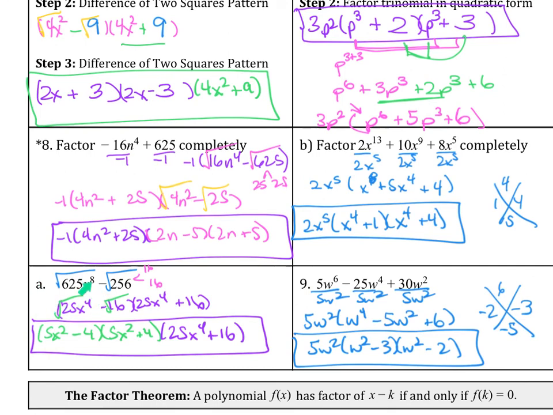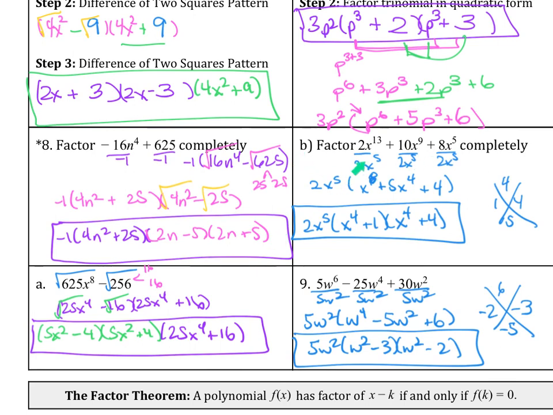For letter A, square root of 625x to the 8th, that's 25x to the 4th, and so I split it up. Square root of 256 is 16, so the front is 16, the back is 16, and then negative and positive. Then this front one, because of the negative, we can square root again. The square root of 25 is 5x squared, and the square root of 16 is 4. And then, so this is completely factored. 5x squared minus 4 times 5x squared plus 4 times 25x to the 4th plus 16.